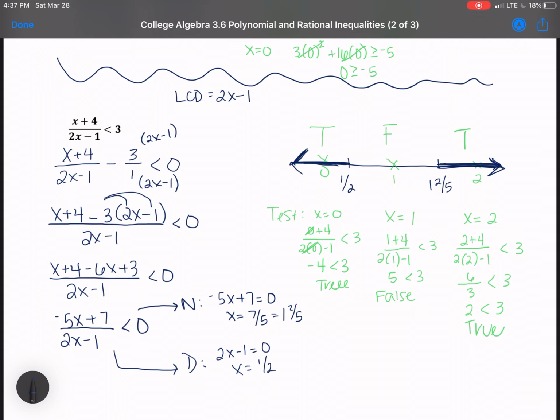And then figure out, do we have parentheses or brackets? Since we have just less than, we know we're going to have parentheses. Okay, so our solution is negative infinity to 1/2, union, and I'm going to write that improper fraction again, so we had 7/5 to positive infinity.